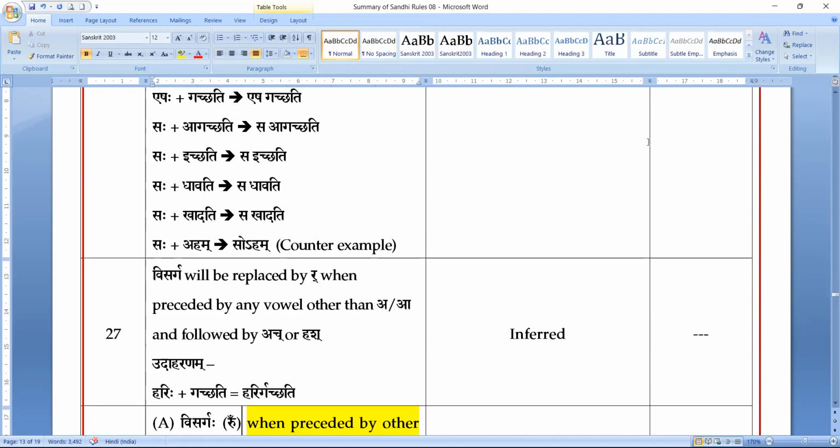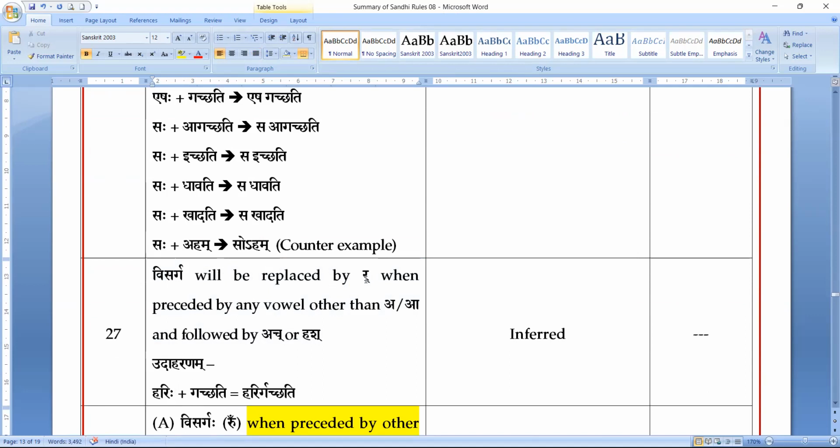Now the next one. That also I have taught you. This is an inference. There is no sutra. There is no rule. In fact, this is not a rule at all. This is for our understanding. I wrote it as though it were a rule. Visarga will be replaced by repha. In fact, this is a lie. How will Visarga be replaced by repha? In fact, Visarga has come in the place of repha. It was repha all the way.